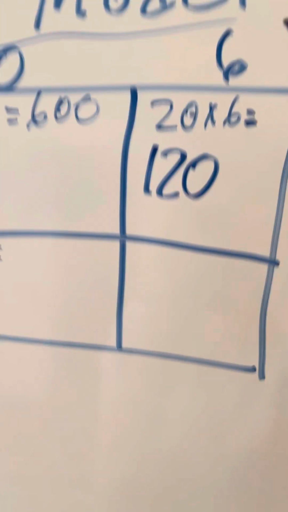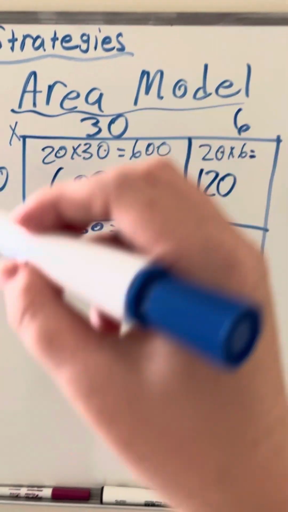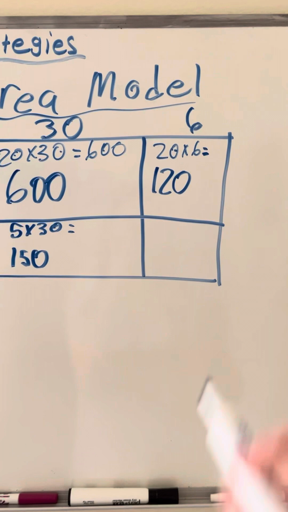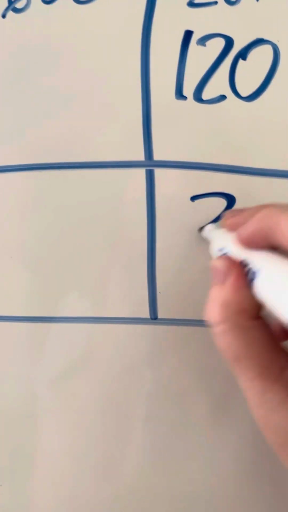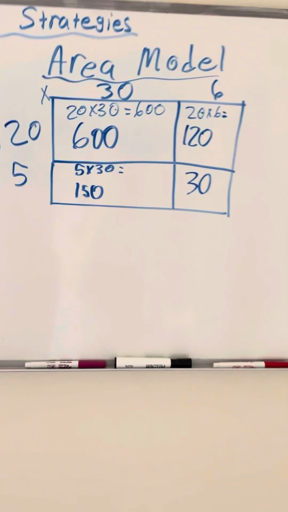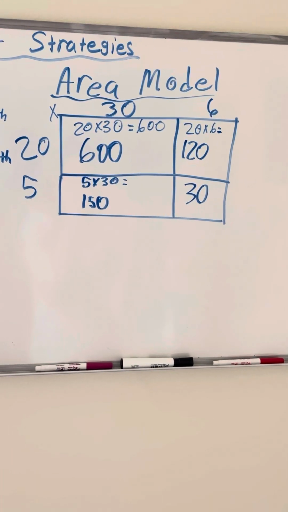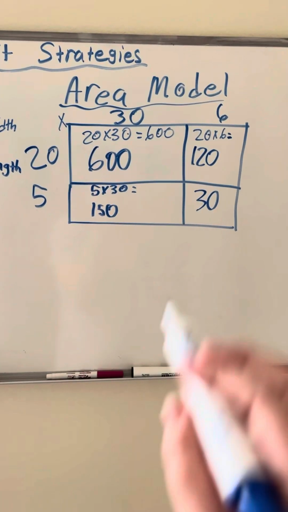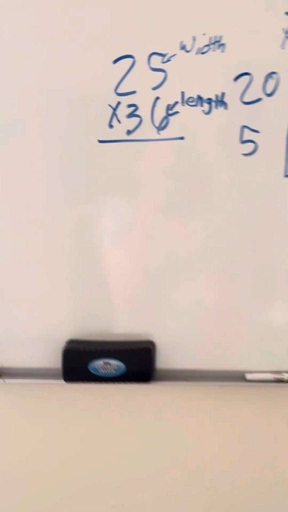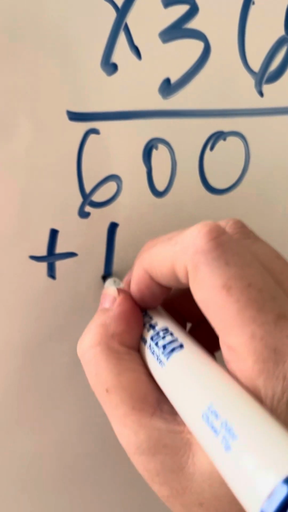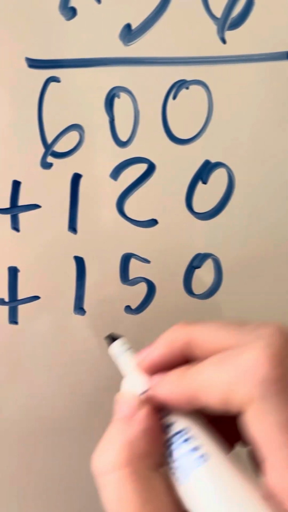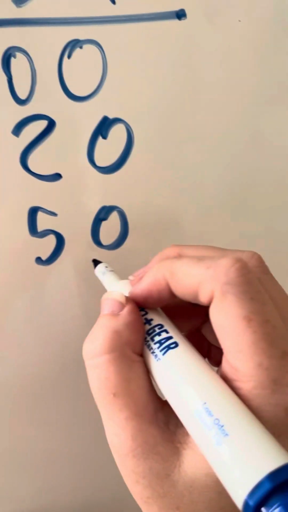And then last but not least, this part should be easy. What's left over? 5 times 6. See, look, 5, 6, gotta fill in that box. 5 times 6 is 30. So now the numbers are slightly easier to work with because now all I have to do is add all my product answers together. So I do 600 plus 120 plus 150 plus 30.